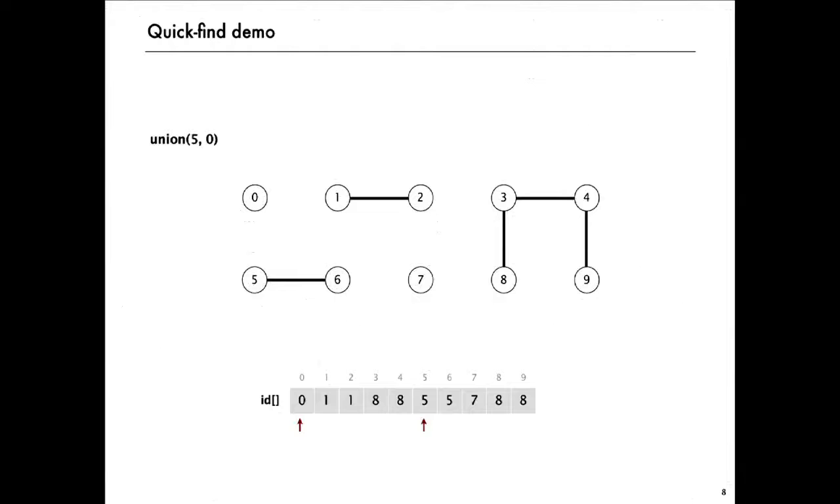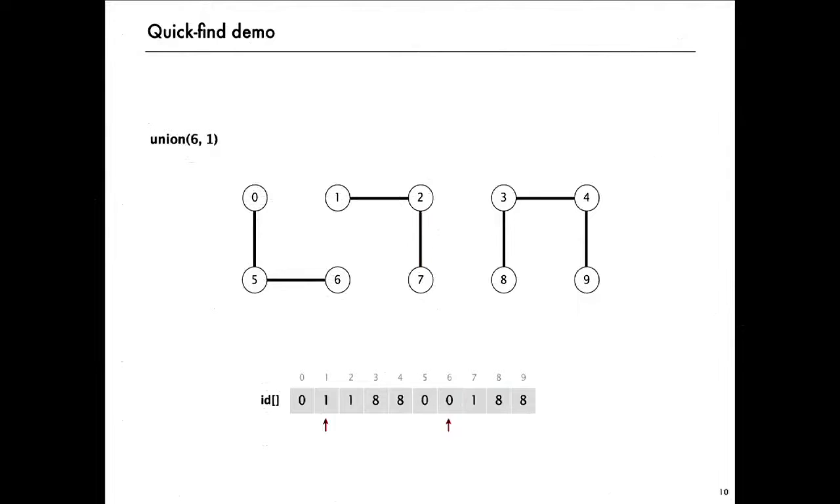And then if we want to connect 5 and 0, then as usual, we'll change the entries corresponding to both 5 and 6 to 0. 7 and 2, union 7 and 2, that's an easy one.